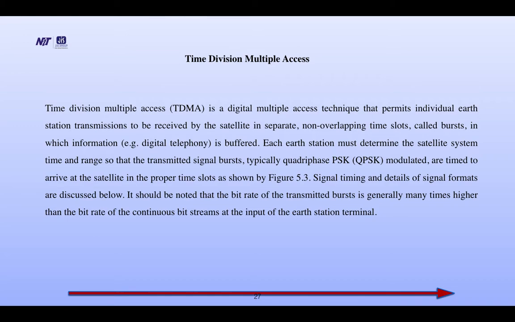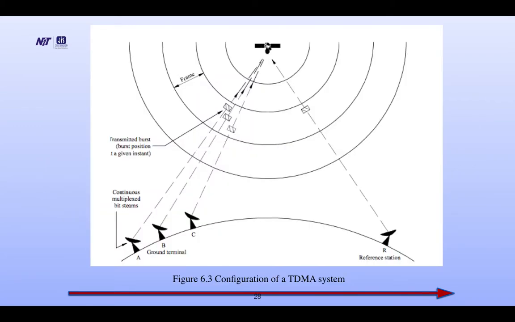It should be noted that the bit rate of the transmitted burst is generally many times higher than the bit rate of the continuous bit stream at the input of the earth station terminal. So it is shown over there. The ground terminal is shown by A, B, C, continuous multiplex bit stream, transmitted burst or burst position in a given instant. So it is going to the satellite. So a lot of frames are transmitted at the same time. And the reference station is also doing the same thing.